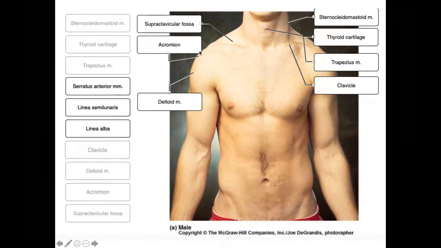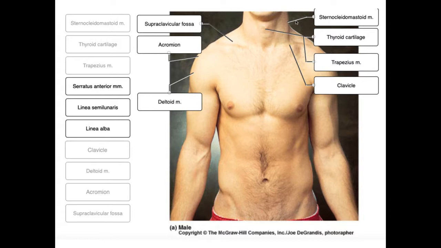The highest point of the shoulder is the acromion. The muscle around the outside or lateral part of the shoulder is called the deltoid. This is the clavicle bone. This is the upper trapezius muscle. Here's your thyroid cartilage, also known as the Adam's apple. And here's the sternocleidomastoid, named after its origin and insertion. The origin is on the sternum and the clavicle, so it's sternocleido. Mastoid is the bone just behind the ear.